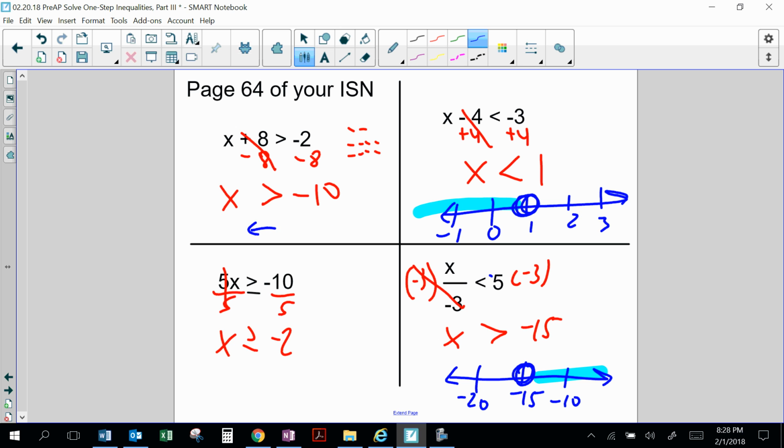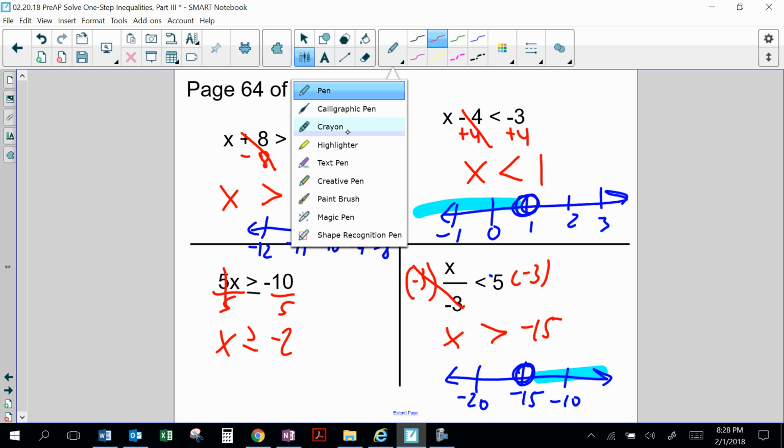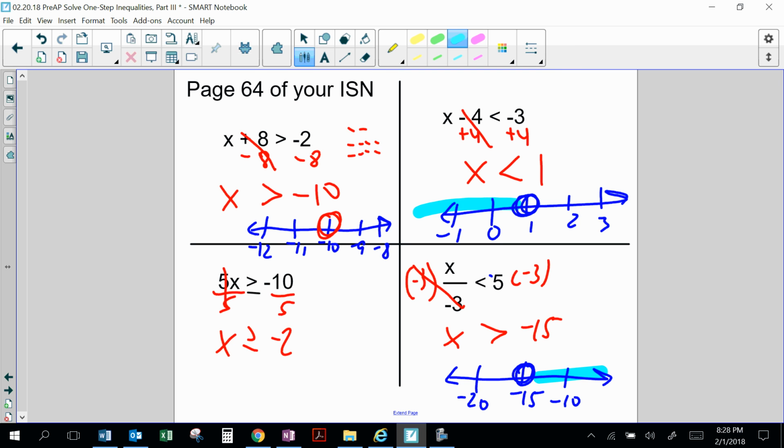Next one. In this one, -10, -9, -8 are larger, -11 and -12 are lesser. Can it be -10? No, it's not equal to it. So it'll be an open dot. Which numbers are greater than -10? Numbers that are positives, reaching the positive side. And the last one, the graph.